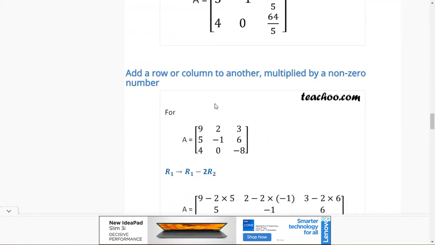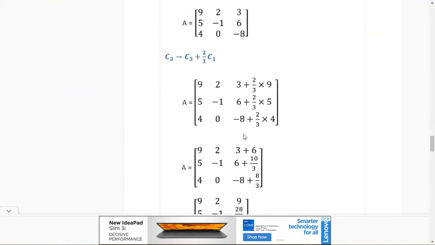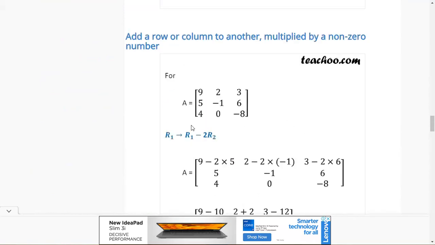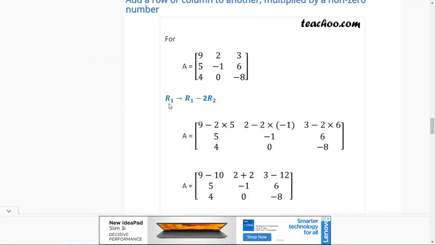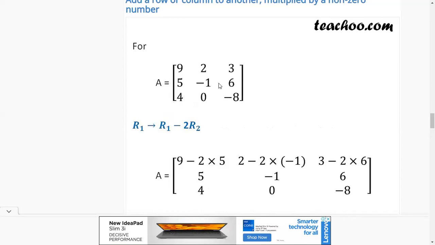See here, the last one we will see. If you are transforming this matrix, see what I am doing first. I am changing R1 as R1 minus R2. So first, you multiply R2 with 2. So what do you get? 5 2s are 10, minus 1 into 2 is minus 2, 6 into 2 is 12.